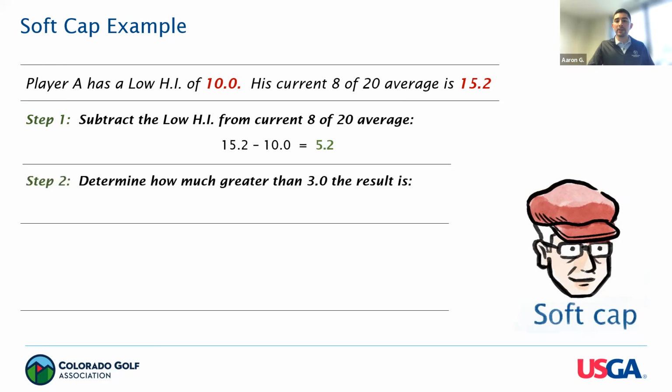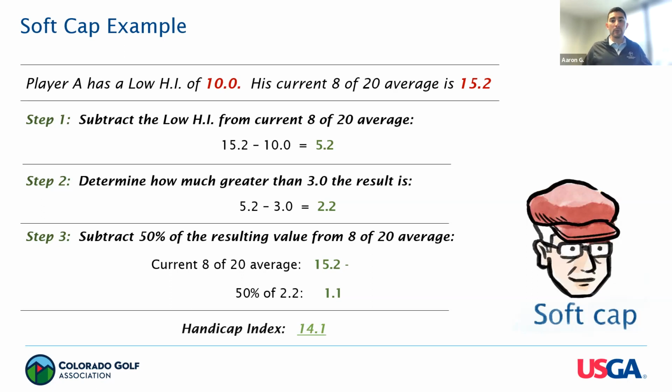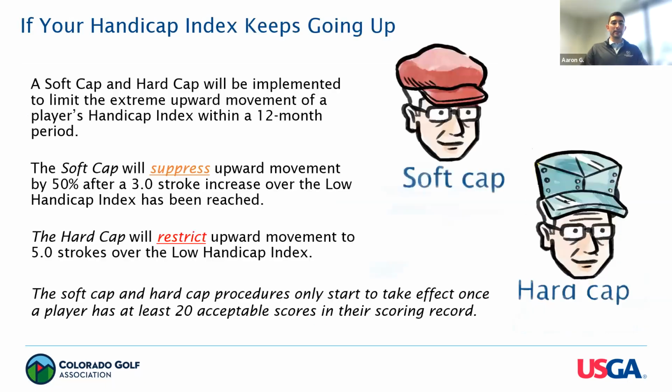Step 2, you determine how much greater than 3 that is. So 5.2 minus 3 is 2.2. Then the system will take 50% of that, which is 1.1, and subtract it from the current 8 out of 20 average. So instead of the handicap index being 15.2, the handicap index for this golfer will be soft capped at 14.1. So the key here is 3. Now, let's go back to this slide here.